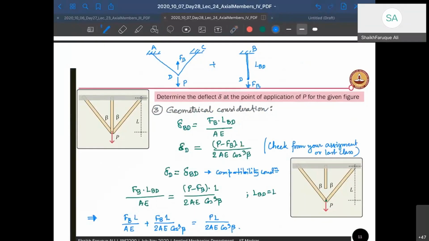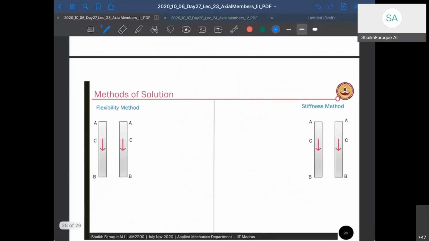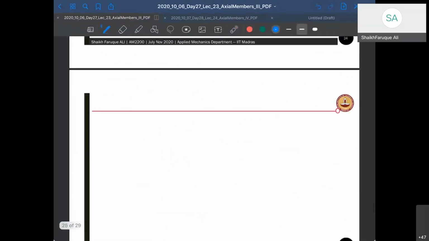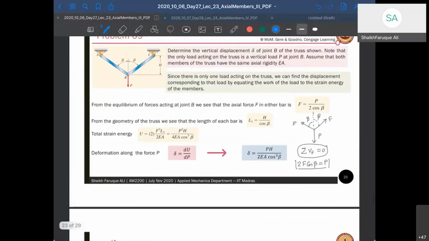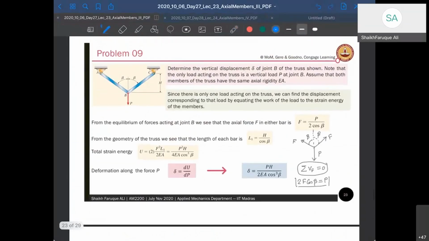Want me to go and show? I think I have that here somewhere. Yeah, you see. So this is the problem now, where instead of P, you have P minus FB. This is the solution, (P minus FB) into H. In place of H, this is my H, instead of H you have LB by 2A cos beta, something, cos cube beta, whatever is there. All those things will come here.